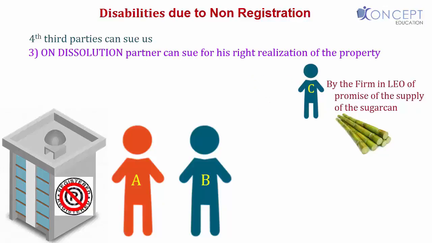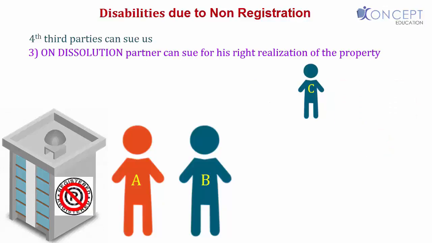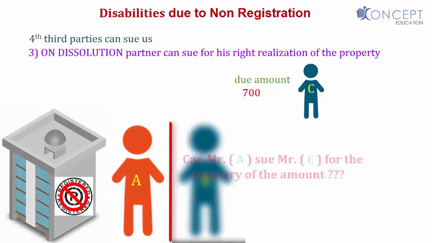There was a short supply of the sugarcane and 700 was due from C to the partnership firm. The partnership was afterwards dissolved, and in a division of the partnership assets, this debt of rupees 700 was allotted to Mr. A. Can Mr. A sue Mr. C for the recovery of the amount?